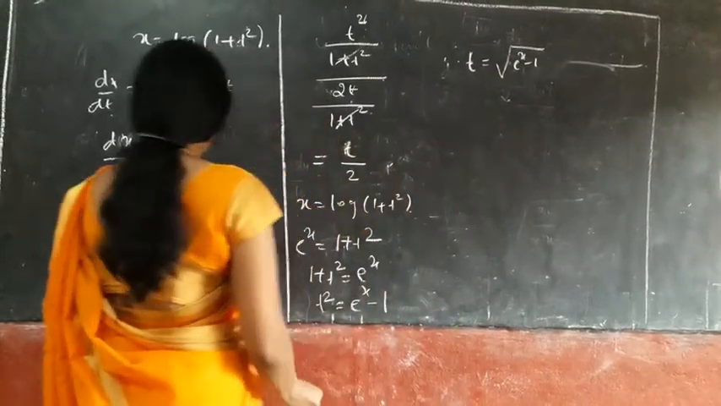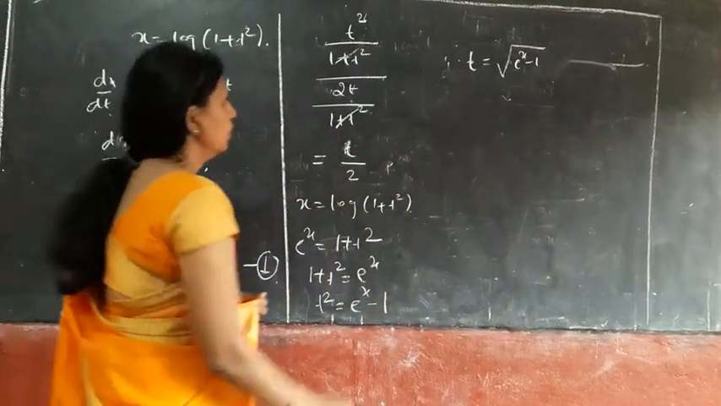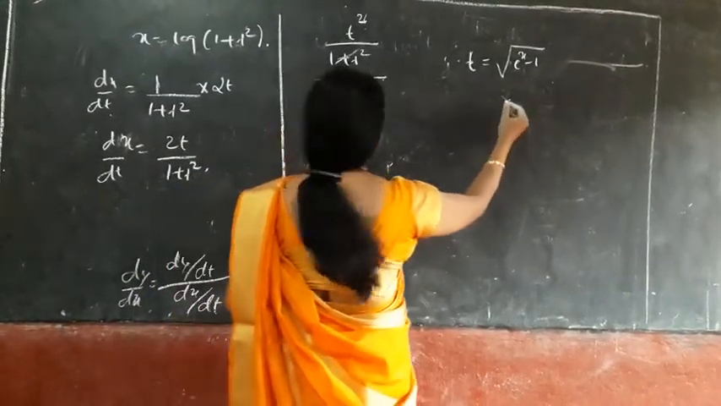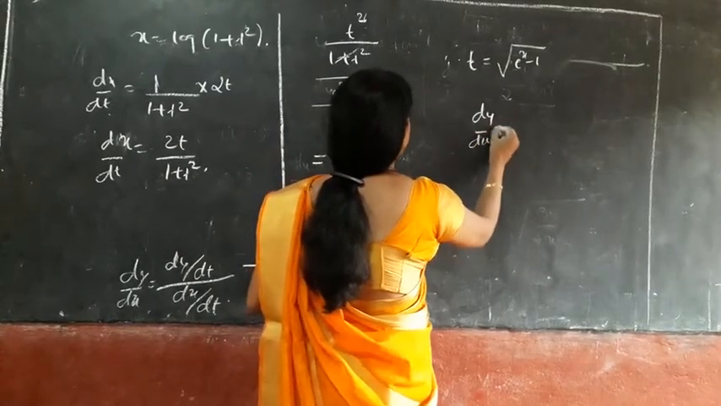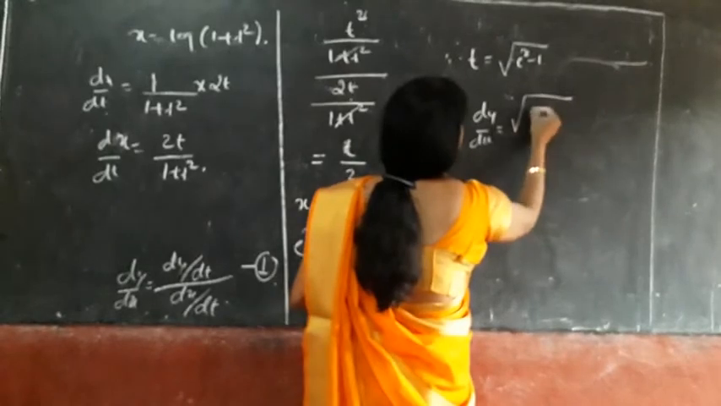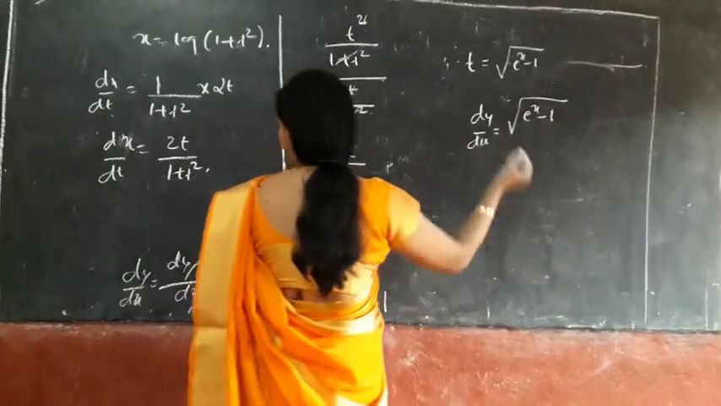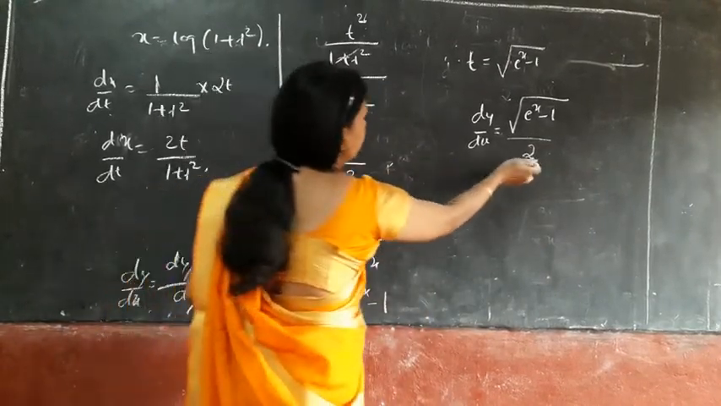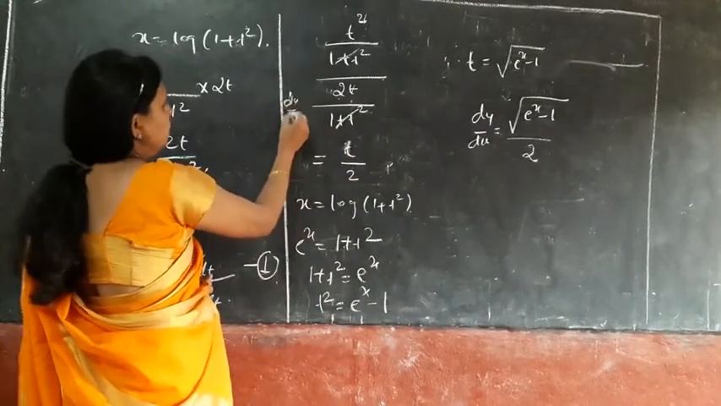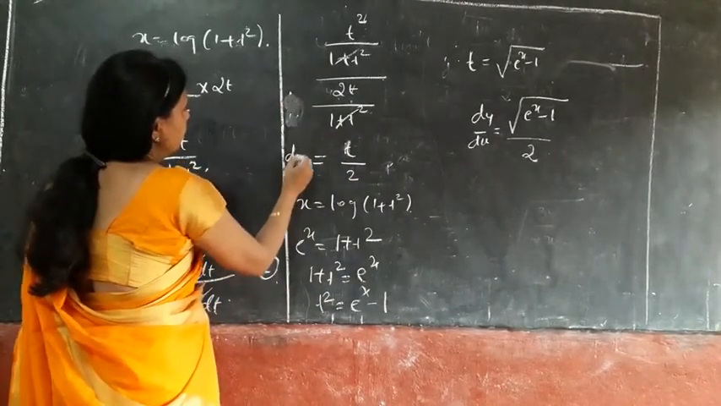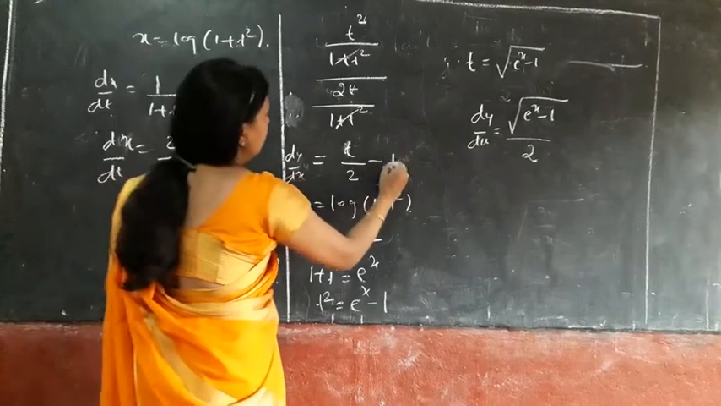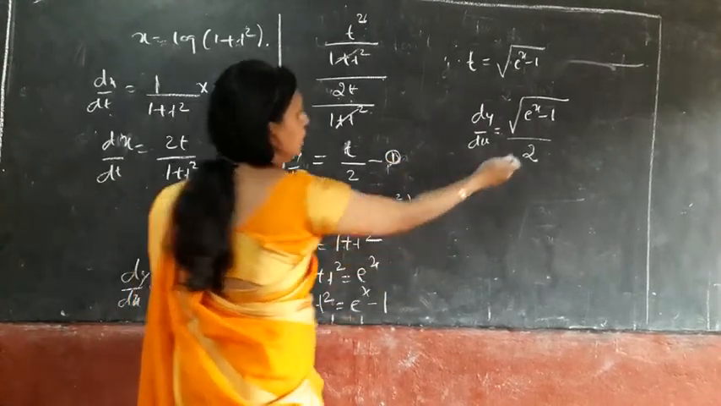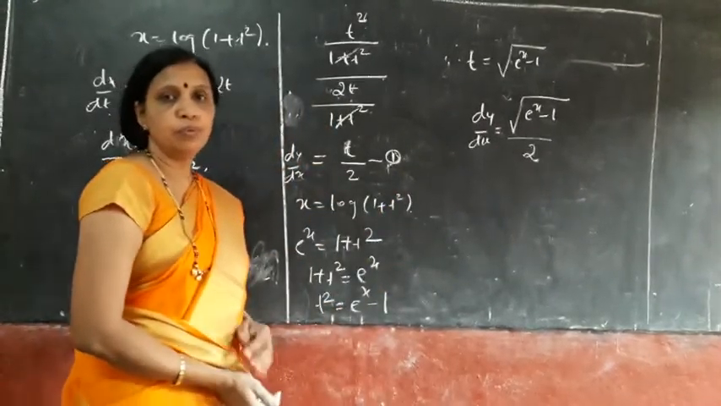Next, put this value in this equation. We get dy/dx equal to square root of (eˣ minus 1) divided by 2. Means here it is 2. Therefore, this is the value of dy/dx. Now put this value in this equation. We get this result. Thus, we prove the result.